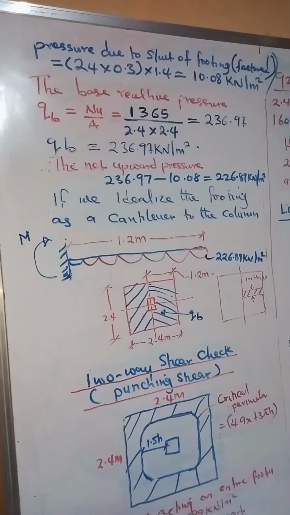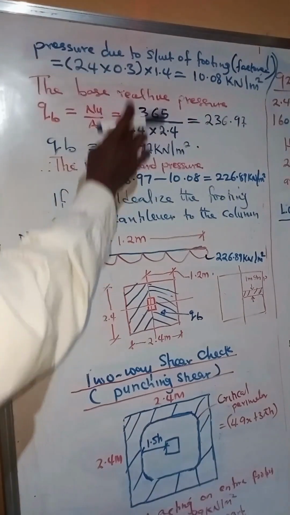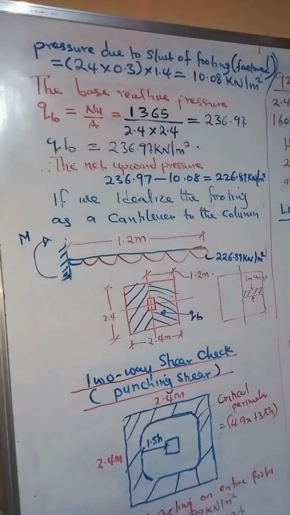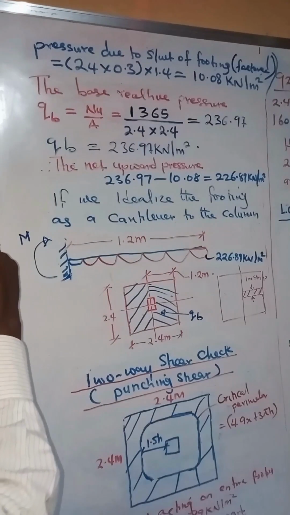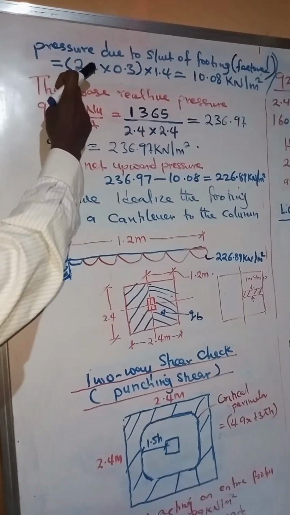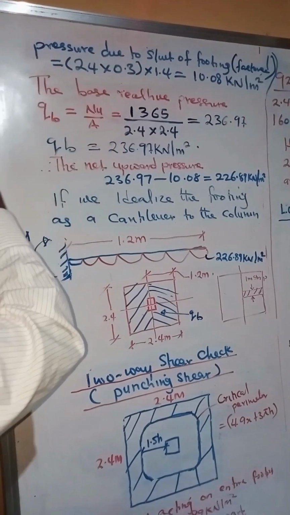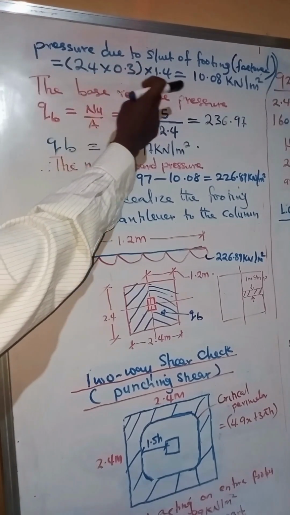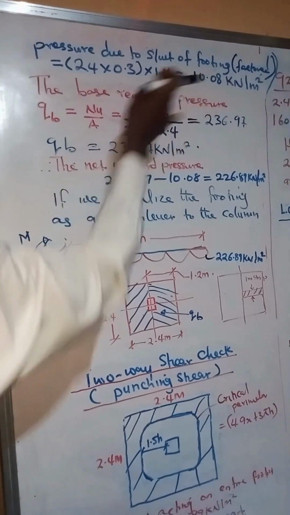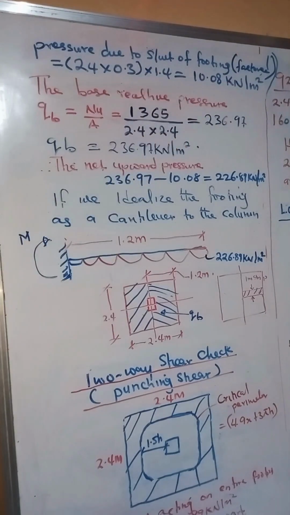Now, we need to look for the net upward pressure. Remember, this pressure is going up, but we need to remove the pressure due to the self weight of the footing, which is a gravity pressure. So we make use of the self weight of the footing. Remember that the thickness of the footing is 0.3. So we have 24 times 0.3. We factor it, and we're going to have 10.08 kilonewton per meter square.